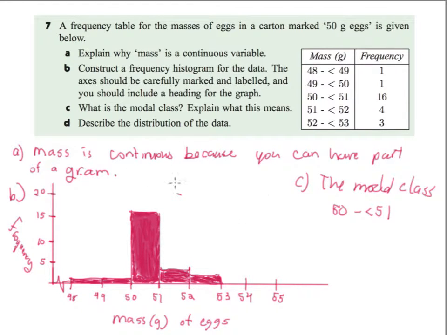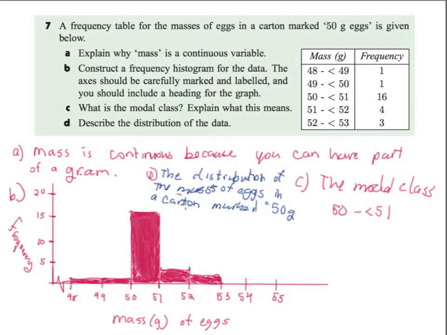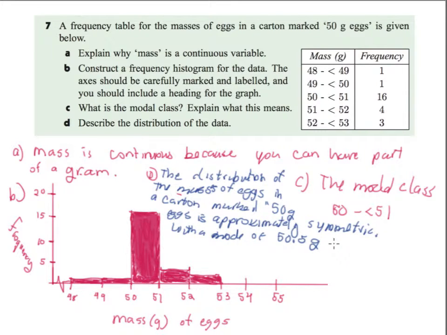Describe the distribution of the data. Okay. Starting with the shape. Well, this distribution of the mass of eggs in a carton marked 50 grams is symmetrical, or approximately symmetrical. With a mode of 50.5 grams, because I'm using the middle number of my range in my class interval.